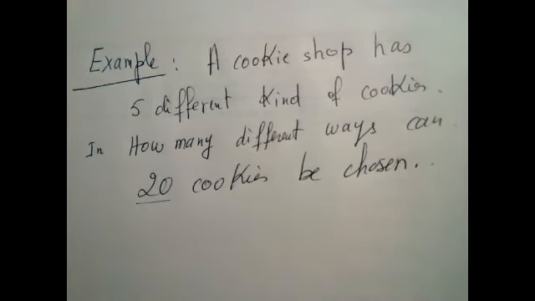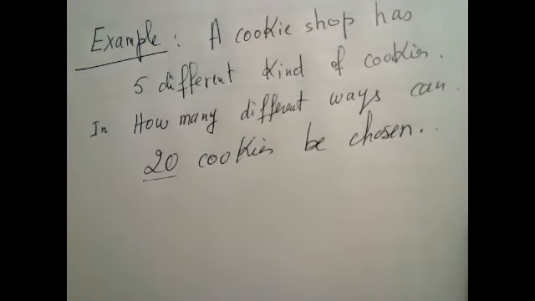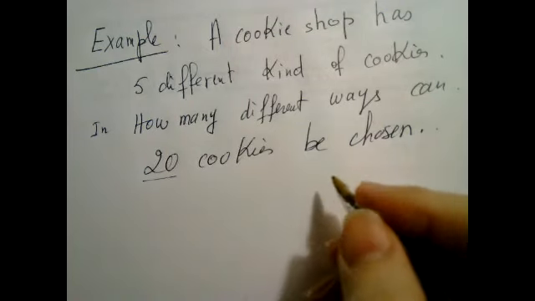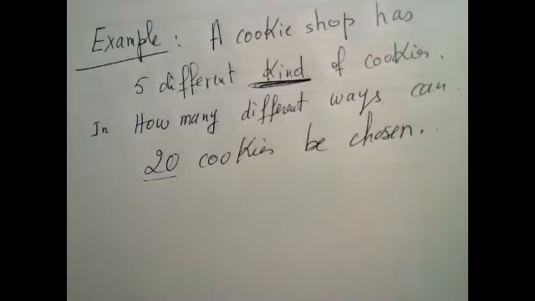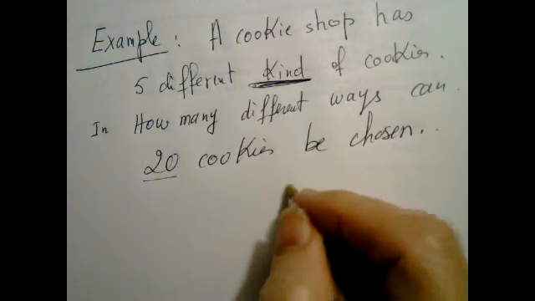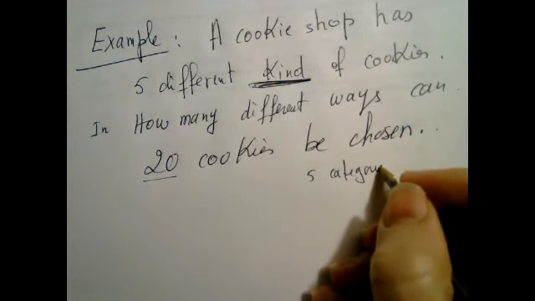Okay. So let us think a little bit about the scenario. I'm not going to list like I did last time. It's really not feasible, as you will realize, but let us think a little bit about it. So we have here 5 categories of cookies. Sometimes instead of using kind, I'm going to use the category.